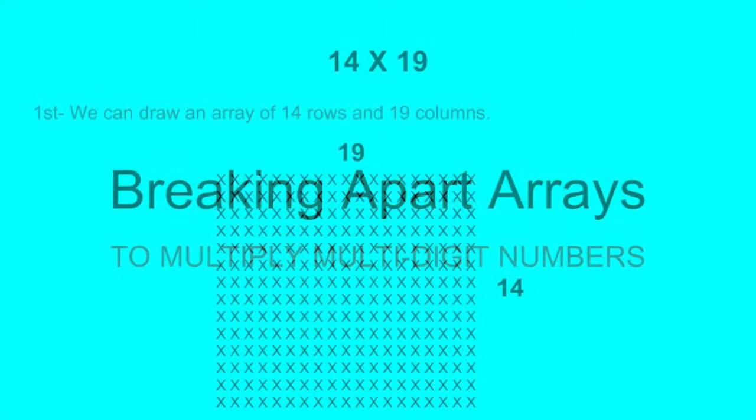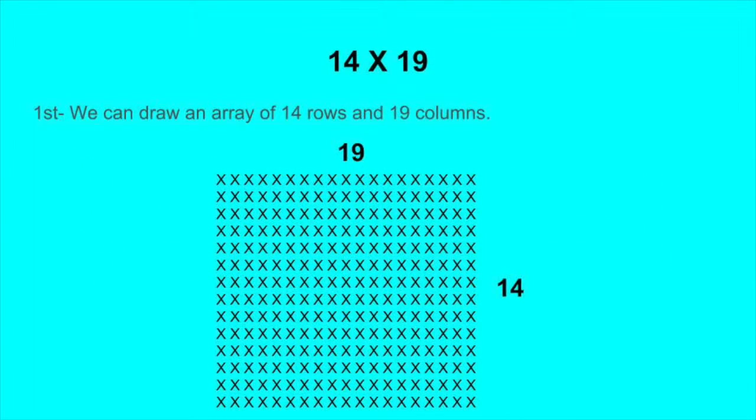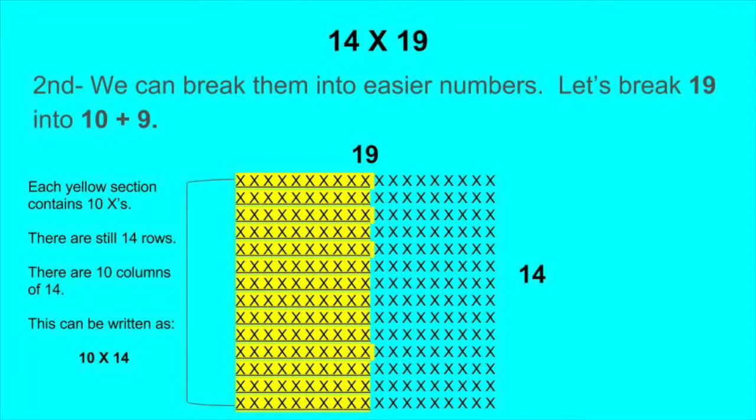Breaking apart arrays. Let's look at the problem 14 times 19. We can draw an array of 14 rows and 19 columns. Next, we can break them into easier numbers. Let's break 19 into 10 plus 9.